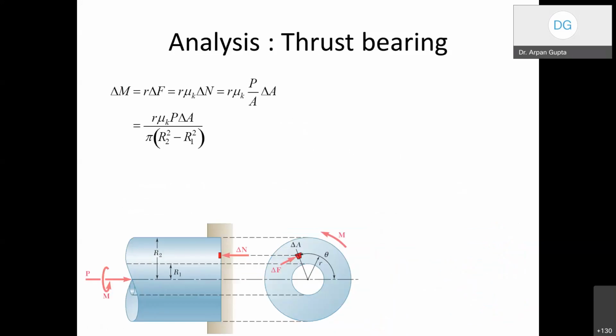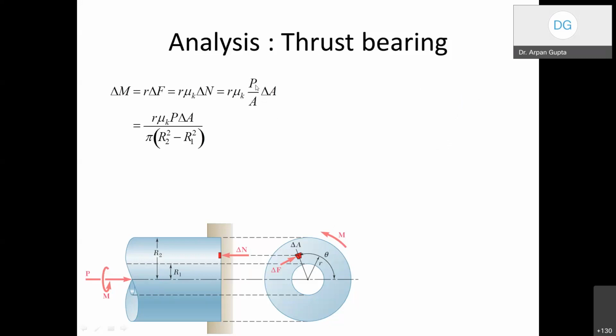So now with this analysis, if we write the small friction force here, if I have a small elemental area of arc length r d theta and dr, then I can write the small force as coefficient of friction times the normal force. The small normal force that will act here is the total force P divided by the total area. So that is the kind of average pressure, multiplied by small delta A. So that is our assumption that we have taken.